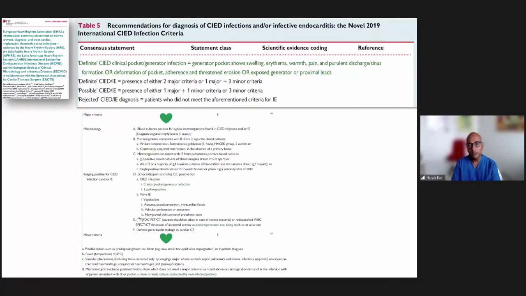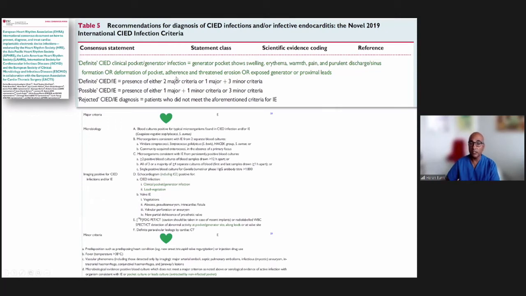So first of all, how do you diagnose device infection? Well, up to now, we've had different criteria. You may know the Duke criteria for endocarditis. There's also a revised version, which is the ESC criteria. And now, since this 2019 document, we have specific criteria for CIED infection, not just endocarditis.